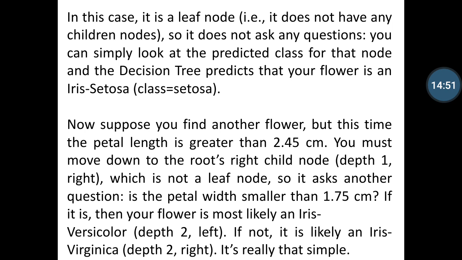And now suppose you find another flower, but this time the petal length is greater than 2.45 centimeters. You must move down to the root's right child node, depth 1, right, which is not a leaf node. So it asks another question: is the petal width smaller than 1.75 centimeters? If it is, then your flower is most likely an iris versicolor, depth 2, left. If not, it is likely an iris virginica, depth 2, right. It is really that simple.